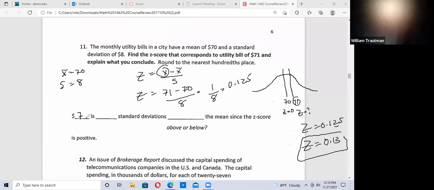So $71 is 0.13 standard deviations above the mean. Do you see it's larger than the mean? 71 is larger than 70, above the mean, because it's positive. All right.